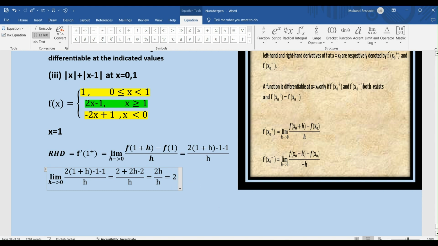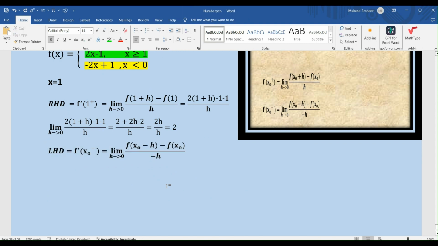Now let's go ahead and see what is our LHD, right? Which is my left-hand derivative. So there we have our LHD written. LHD equals f dashed of x naught minus, that equals limit h tending to 0 f of x naught minus h minus f of x naught divided by minus h, right? And what is our x naught? My x naught is 1, right? So I do that substitution and let's see what do we get. So we have f of 1 minus h minus f of 1 divided by minus h, right?